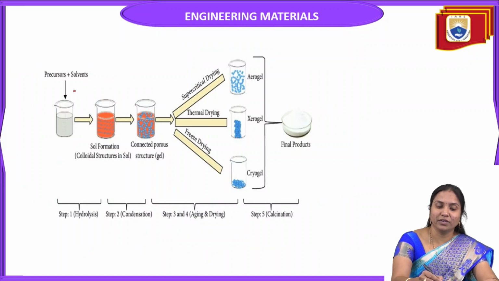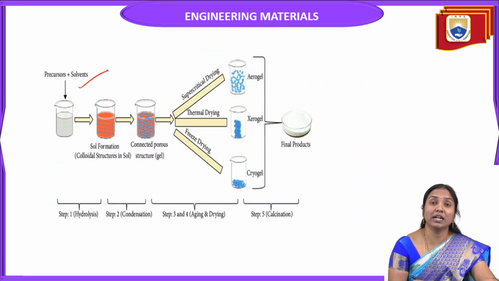So in this diagram, first one, precursor. That means starting material like metal alkoxide. Here we used as a precursor. And also adding solvent, that means alcohol. This metal alkoxide is dissolved in alcohol and water is added.